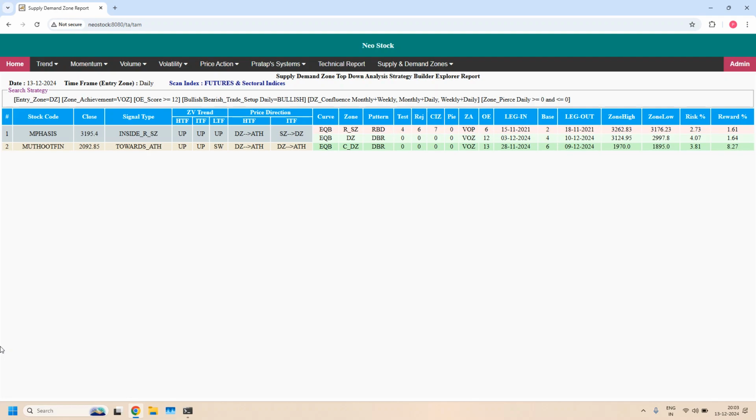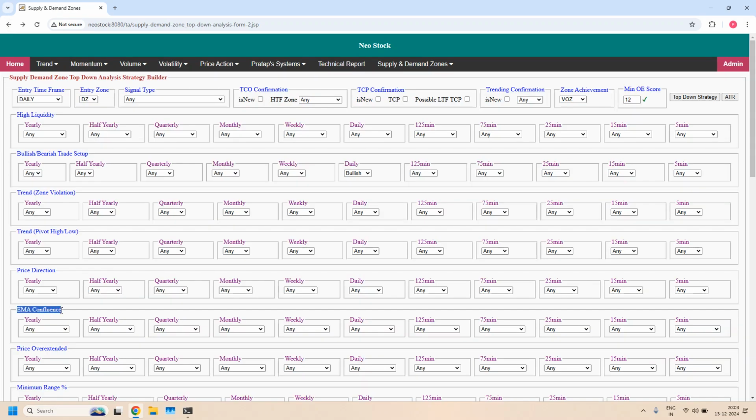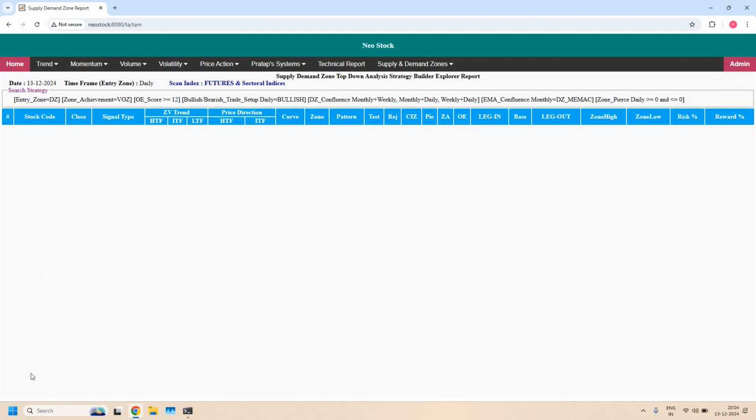In these 2 stocks, the daily demand zone is part of the weekly demand zone, both together again part of the monthly demand zone. And the monthly trend is up in both the stocks. Let us look for monthly EMA Confluence for monthly zone to find even more high probability trade setup zones. In the EMA Confluence at monthly time frame, monthly demand zone having monthly EMA Confluence filter is enabled. No stocks are having. Okay, this is about bullish trade setup for monthly income trade.